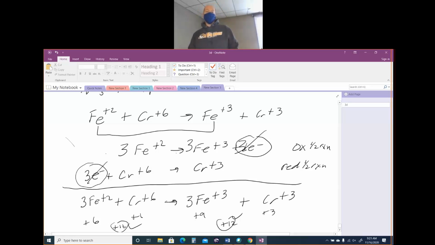Remember that your reactant from your oxidation half reaction, this is your reducing agent, because if we were looking for something to reduce the chromium plus 6 to chromium plus 3, we would pick iron plus 2. That's why it's called a reducing agent. That is what's used to reduce your chromium. All right, and so the reactant of your reduction half reaction is called the oxidizing agent.